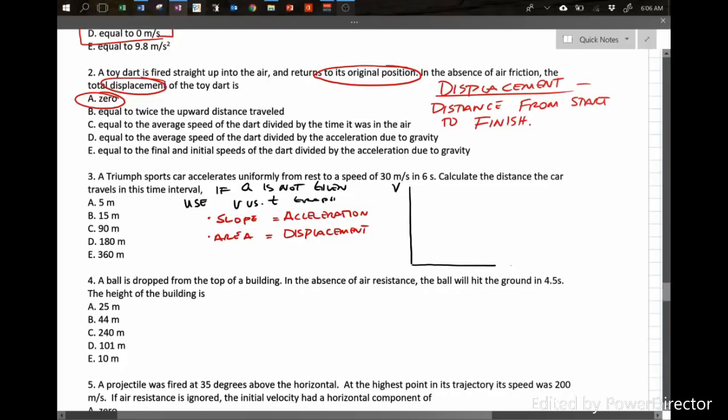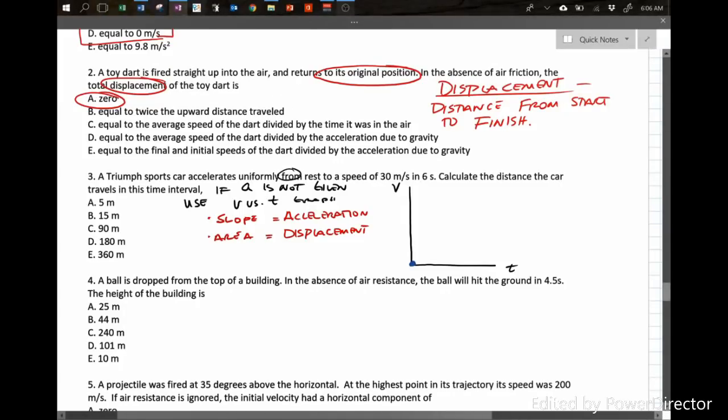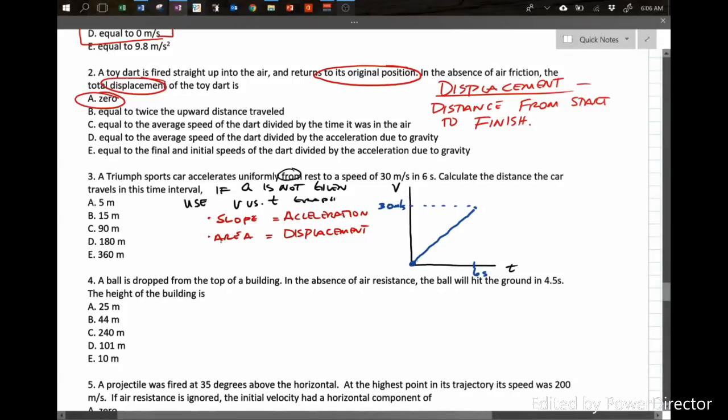So if we do velocity versus time, when we start off at rest, that means my initial velocity is going to be 0. We accelerate uniformly, which means I have a constant acceleration, to a speed of 30 meters per second in a time of 6 seconds. So I've got all the information from the problem on this graph, and I want to know the distance the car travels. The distance that the car travels is the displacement. That's the area.